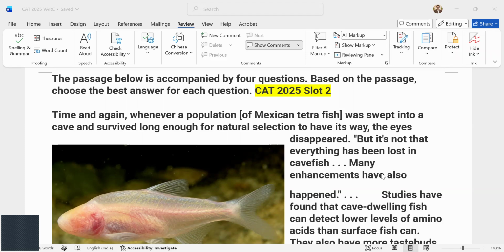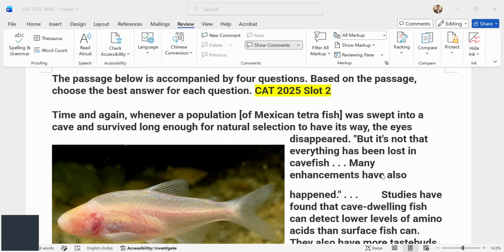All right. "Time and again, whenever a population of Mexican tetra fish was swept into a cave and survived long enough for natural selection to have its way, the eyes disappeared." Interesting, right? But it's not that everything has been lost in cavefish. Many enhancements have also happened.